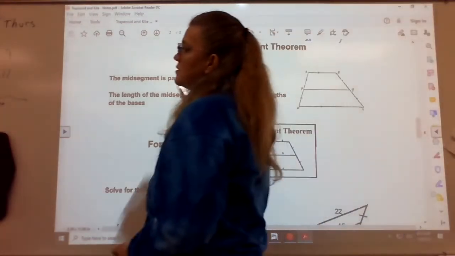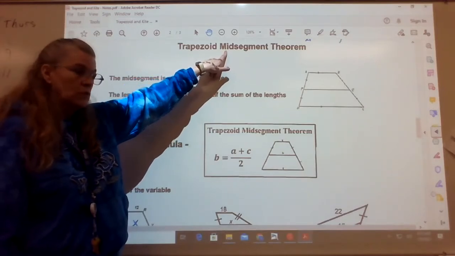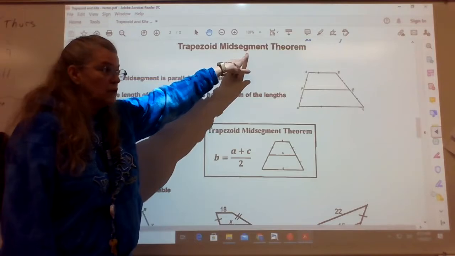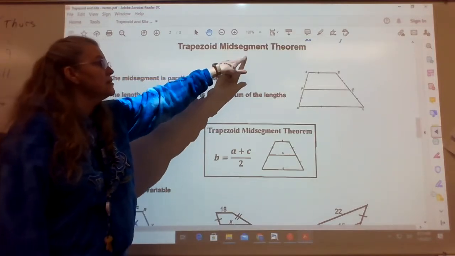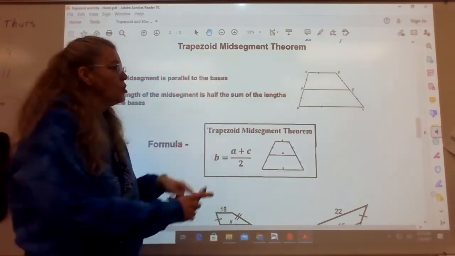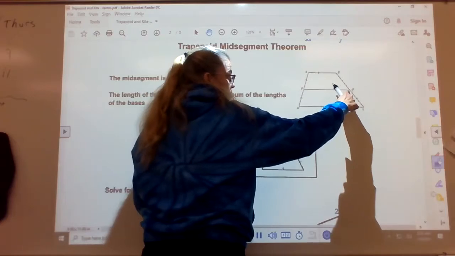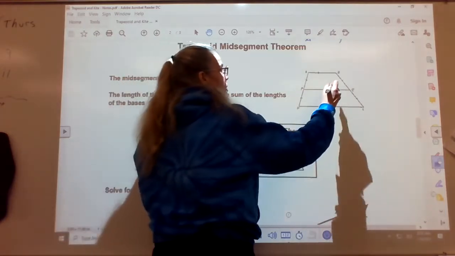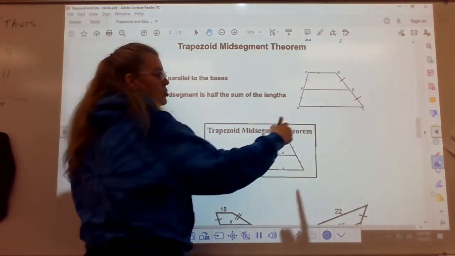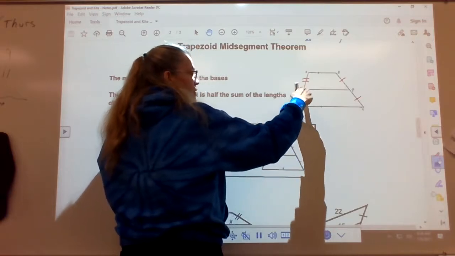And that's the mid segment. Now, mid kind of sounds like middle. Segment, of course, is a segment, connects 2 points. So this is the segment that's in the middle of the trapezoid. So this segment here is the mid segment. And it's in the middle because these two segments are the same. So it's the middle of this leg. These two are the same, so it's the middle of this leg.